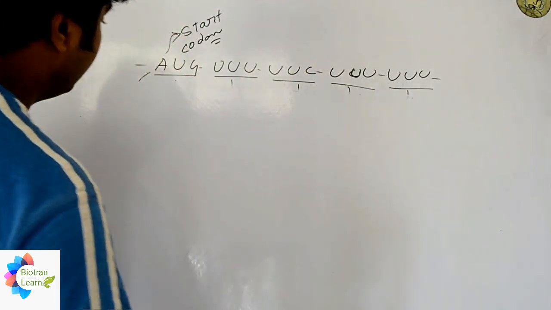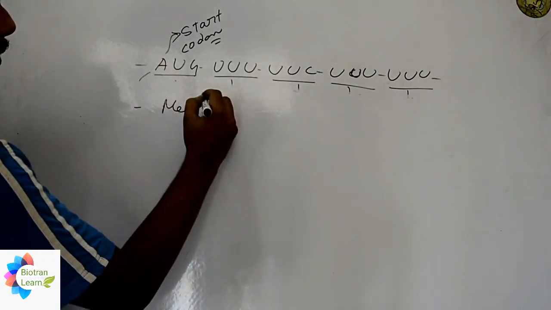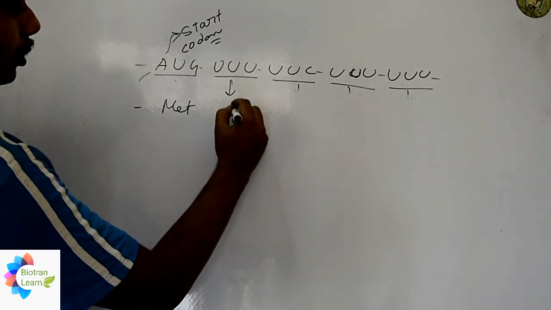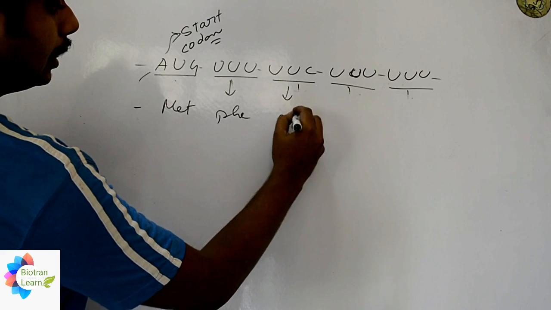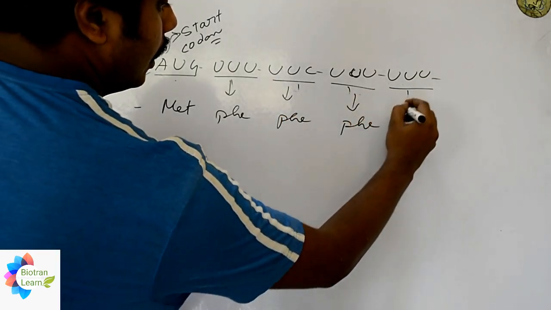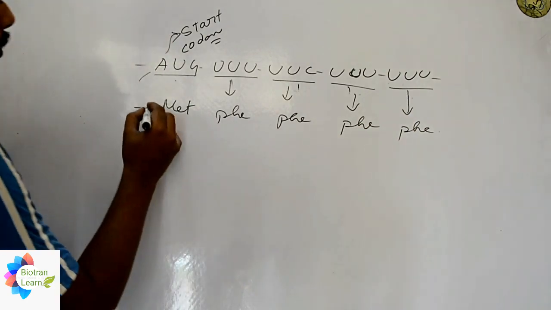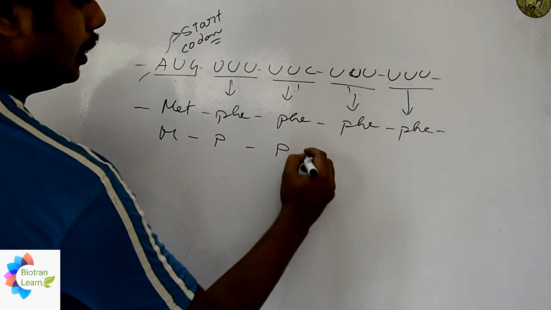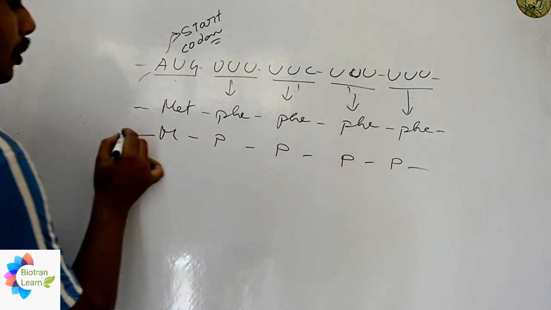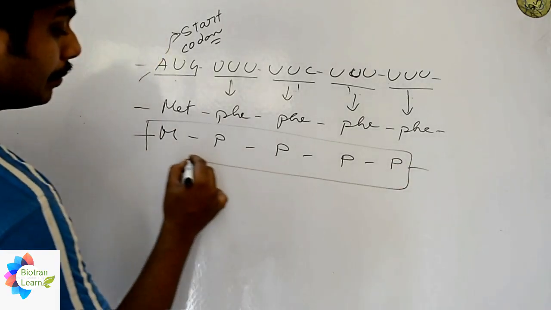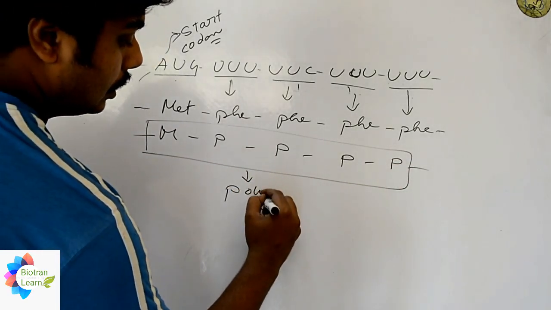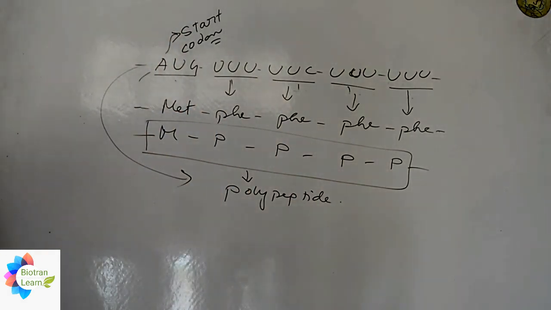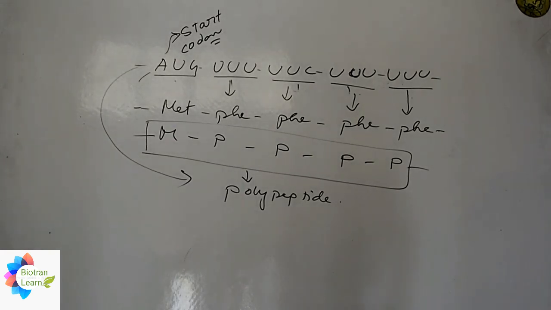I have written it earlier. So suppose this is methionine, right? This is methionine. For this one, this is phenylalanine, this is phenylalanine, this is phenylalanine, and so on, right? So what will we get? We will get M, P, P, P, P. So we will get this kind of polypeptide sequence from this particular codon, right? So let's move on to the next point.